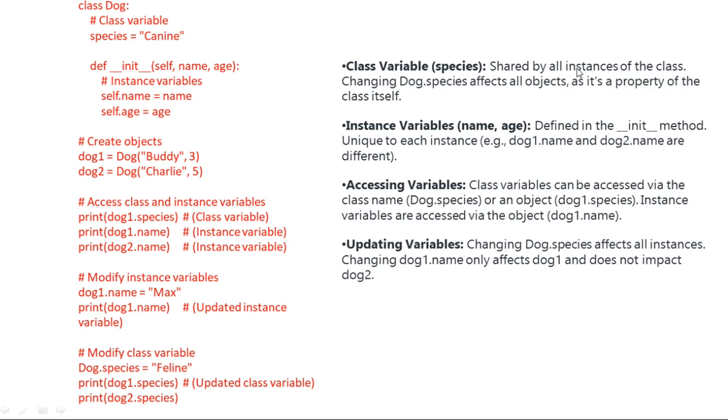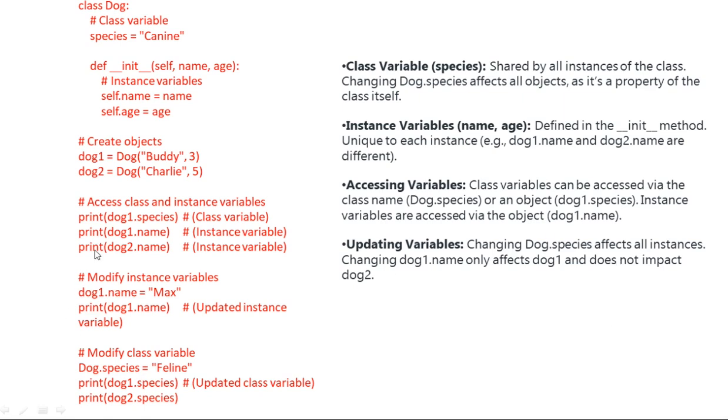So a class variable is shared by all the instances of a class, but an instance variable is unique to each instance. Example in this code, dog1.name and dog2.name are instance variables. In this example, the class variable is species. How do you access the variables? We access the variables using the object name or class name and the dot operator. If you want to access species, you say Dog.species, class name dot species.